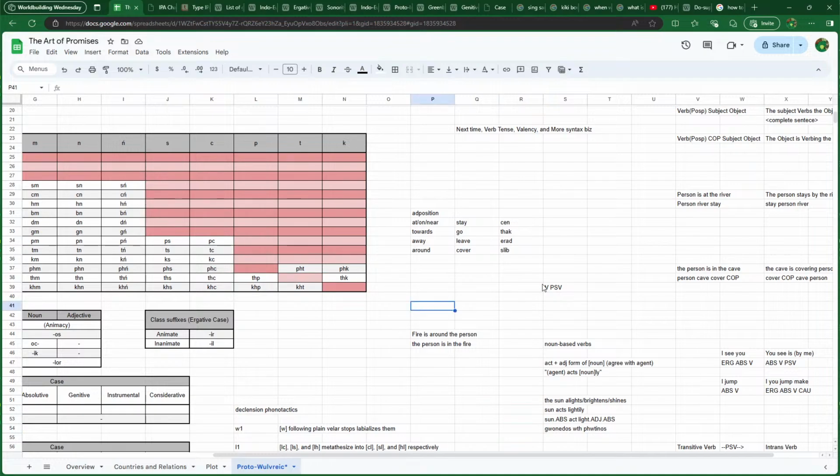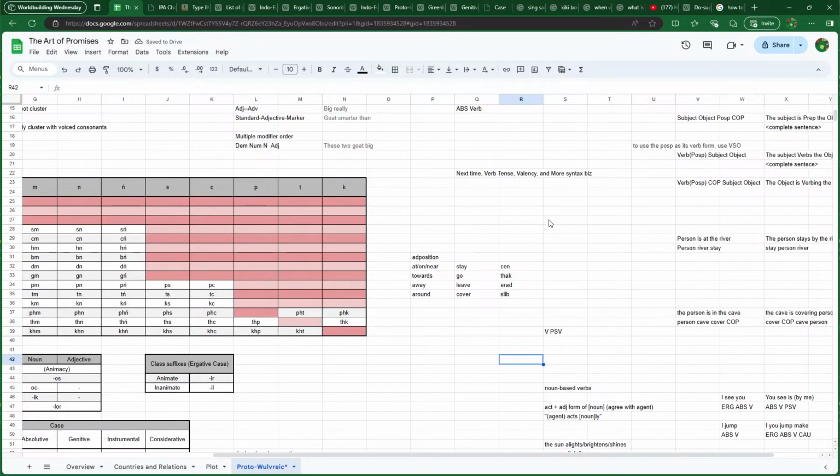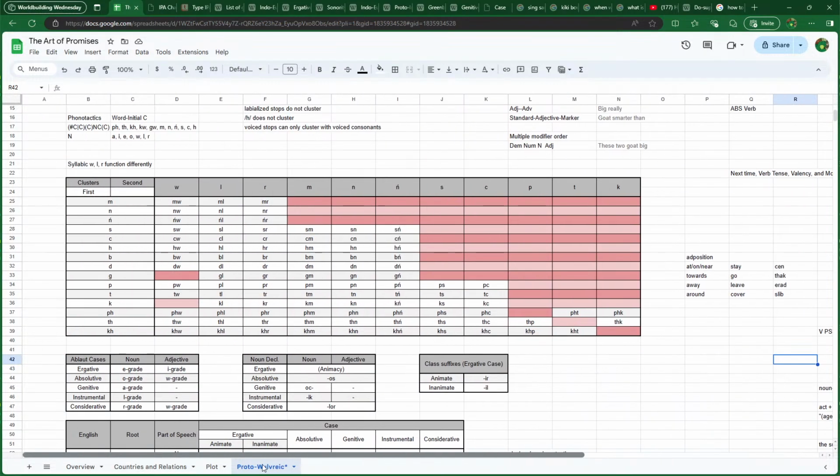Well, one way I could handle this, right, is to have around / in mark the person. So, one form it would say that the fire is the object. That doesn't make sense. They'd have to be two different words. But they can derive from the same thing.